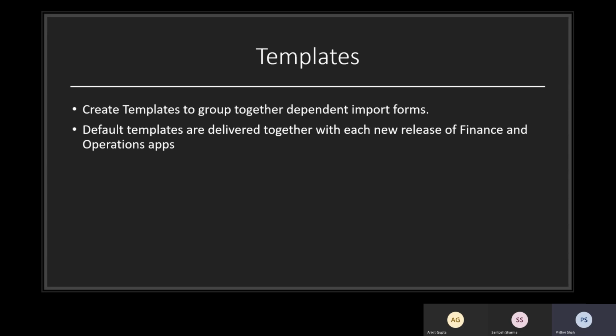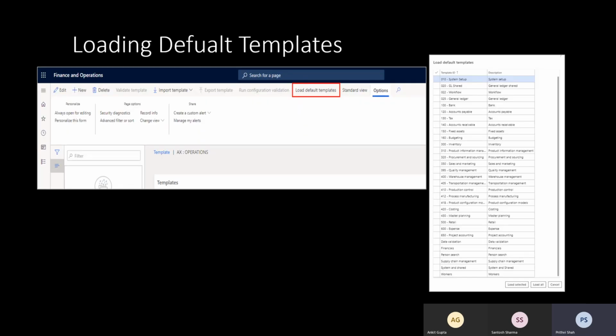Templates. Default templates are delivered together with each release of Finance and Operations apps. To load templates, select the Templates tile from the Data Management workspace, then select Load Default Templates. After the templates are loaded, we can change them to suit our business requirements. System administrator access is required to load default templates and import templates. Here we can see where to find the Load Default Templates button and what is displayed on clicking it.